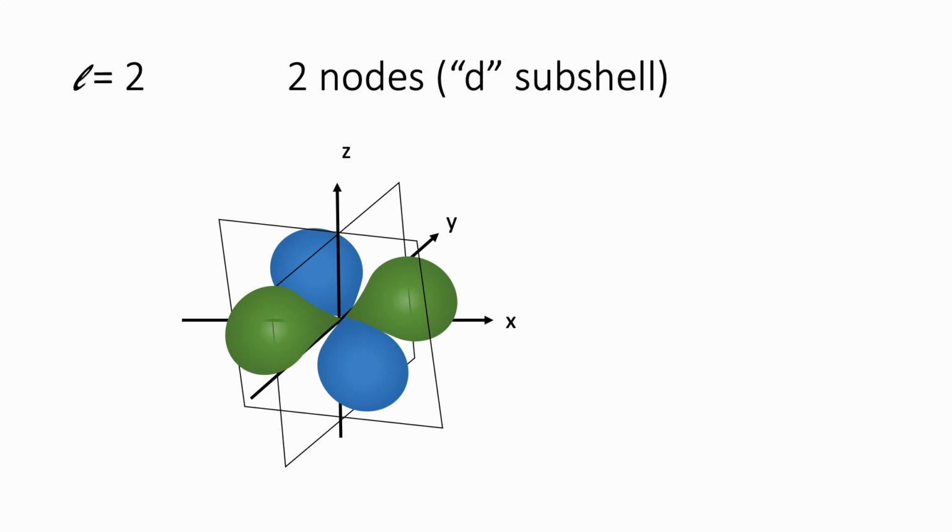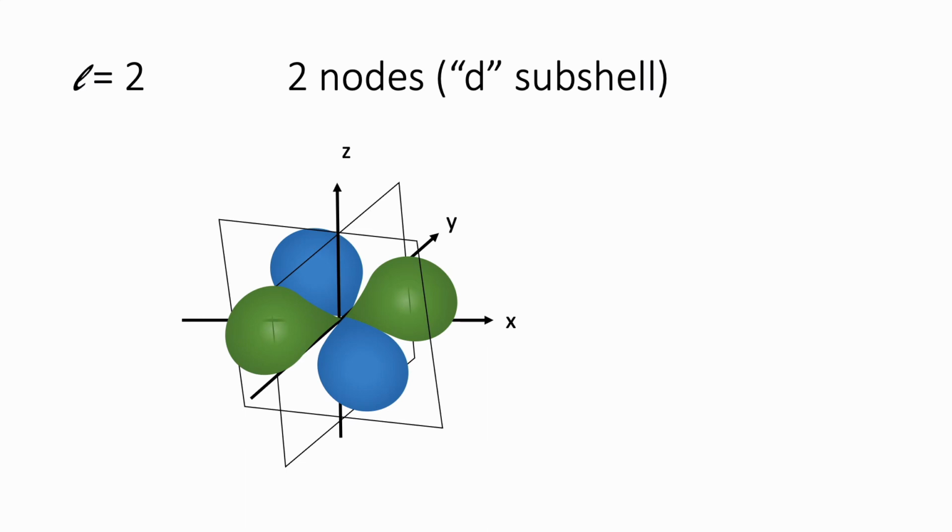Now, for L equals 2, that means you have 2 nodes. In other words, you've chopped it twice. And so you can see how you've taken that same volume and cut it 2 different ways. Here you can see the 2 planes, one that goes along the X and Z axes, one that goes along the X and Y axes, and both of those divide this space.